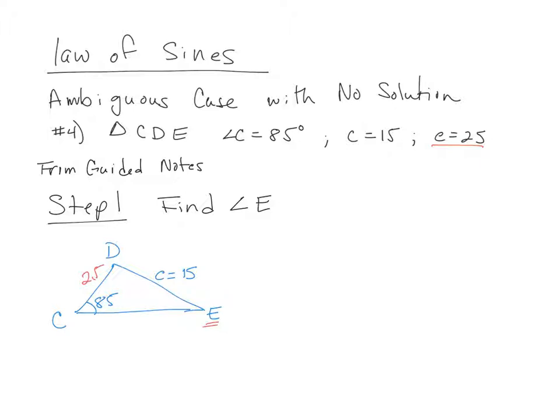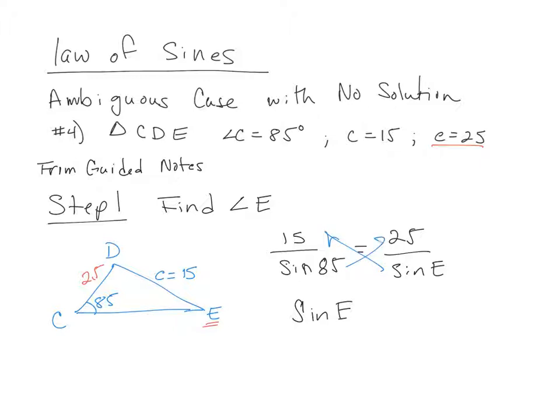Now, to set up that ratio, I have 15 over the sine of 85 is equal to 25 over the sine of angle E. If I solve for the sine of angle E, I do that just by cross multiplying and dividing by 15. So I get the sine of E is equal to 25 times the sine of 85 all over 15.